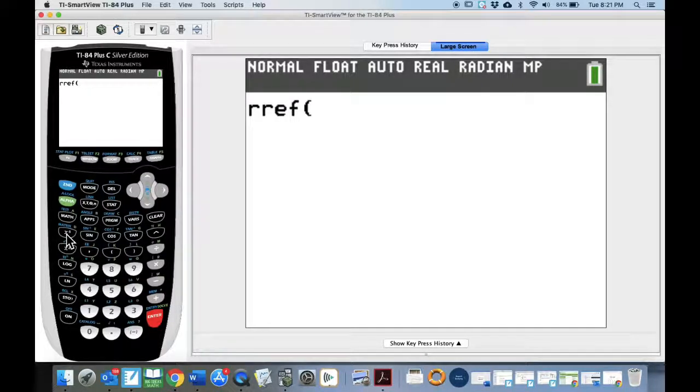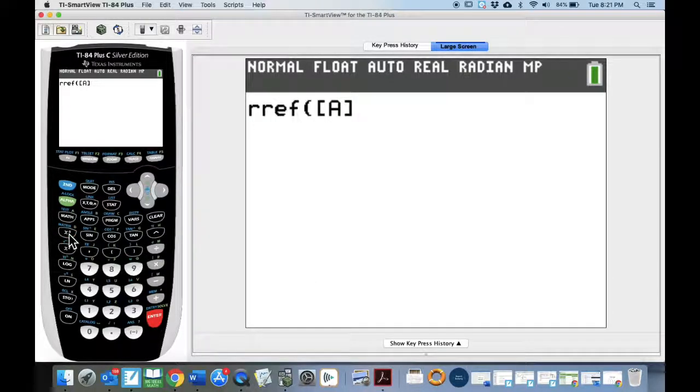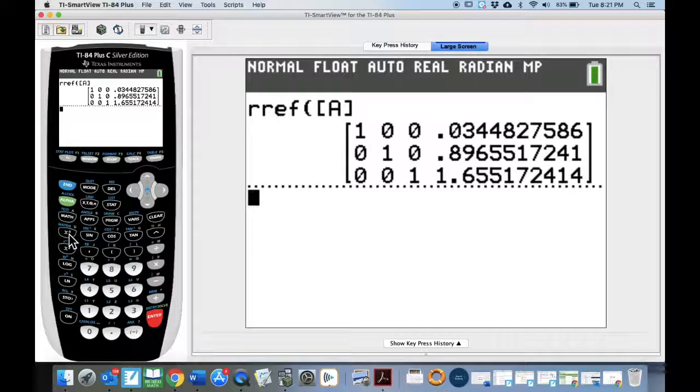It now asks us, what do we want to do the reduced row echelon form with? Well, we want to do matrix A. So we're going to go to second matrix names and choose matrix A. And now just hit enter. Okay, this is our reduced row echelon form of this matrix.